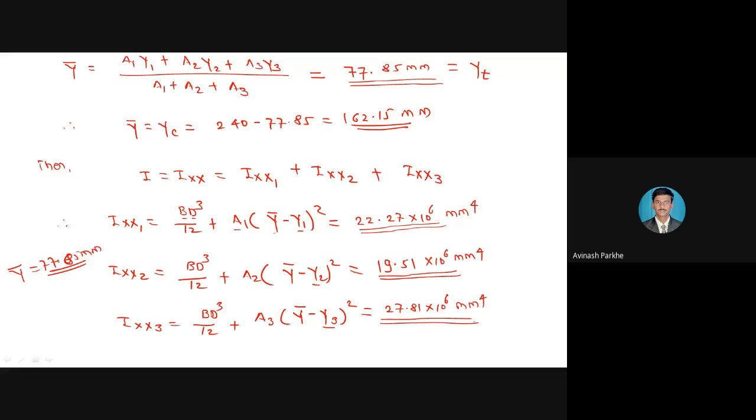Okay, now go for the addition. Capital I is equal to Ixx. What is the total moment of inertia by making the addition? It is Ixx1 plus Ixx2 plus Ixx3. What is the total moment of inertia?